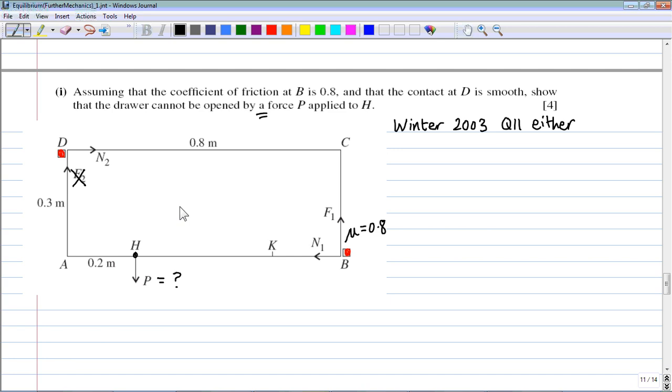How can we show that the drawer will not move because of this potential turning effect? Well, what I'll say first of all is the drawer cannot rotate because B and D are fixed. As I said at the beginning, that is very important, and they should have emphasized it more in the question. Students often find this question difficult, and I think this is why. So because it cannot rotate, we can say that we have rotational equilibrium.